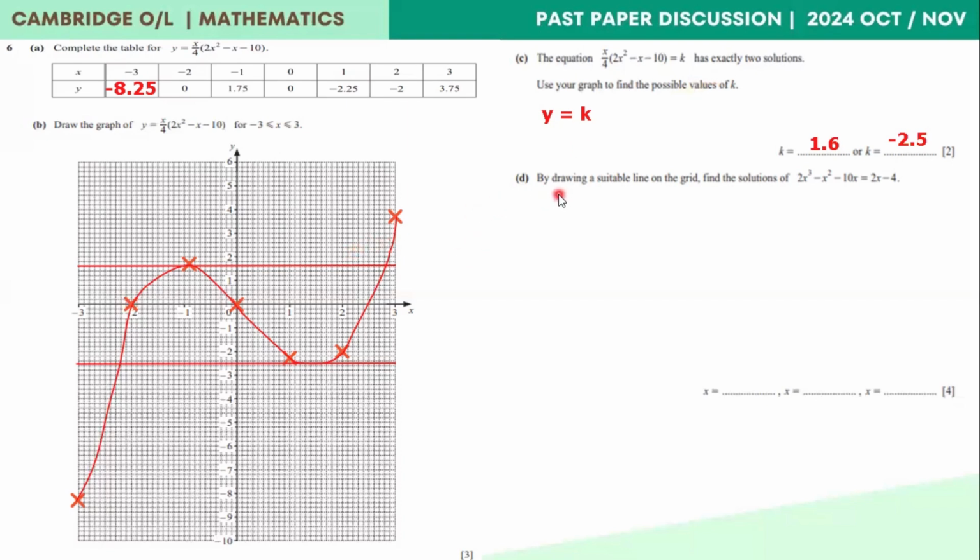So the D question, by drawing a suitable line on the grid, find the solutions of 2x cubed minus x square minus 10 equal 2x minus 4. So these type of questions always come in your graph. So I'll just write this same equation again.